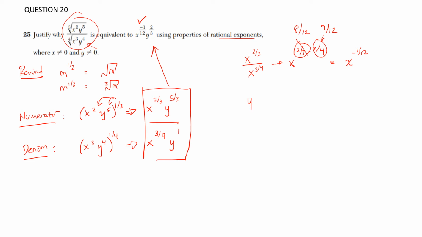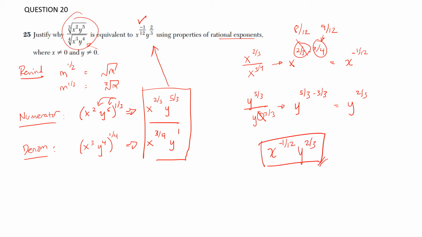Let's do the y. Y to the 5/3 over y to the 1st. Okay, y to the 1st can be rewritten as 3/3 pretty conveniently. So we can just say, subtract again, y to the 5/3 minus 3/3. That gives us y to the 2/3. Okay, this is all in the numerator. So now when we combine the two one more time, we simply have x to the negative 1/12, y to the 2/3. That matches our problem statement here.